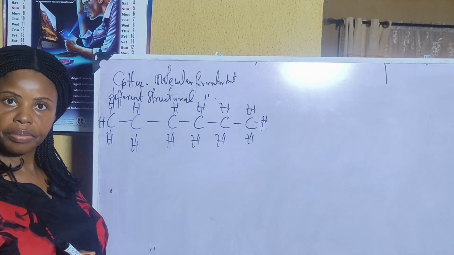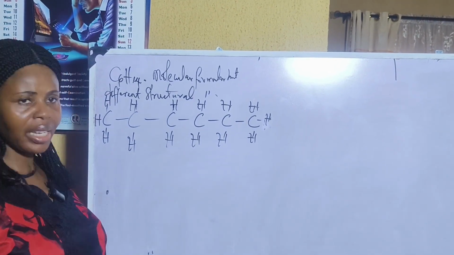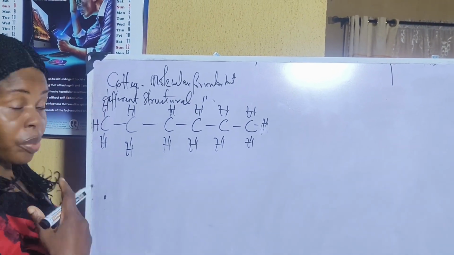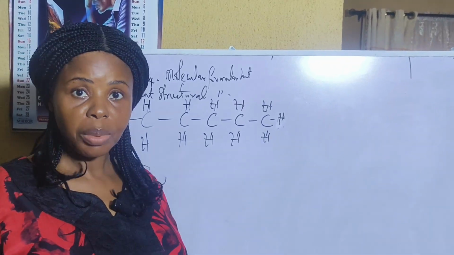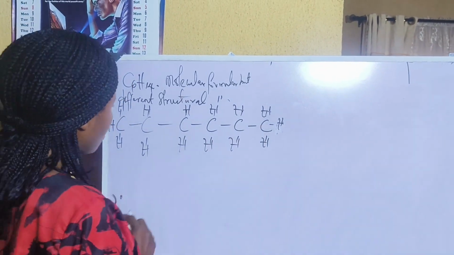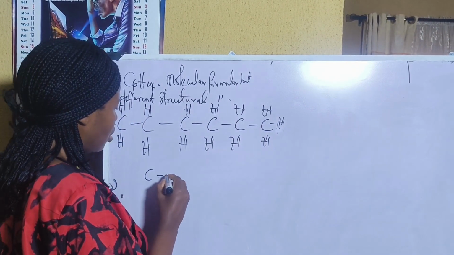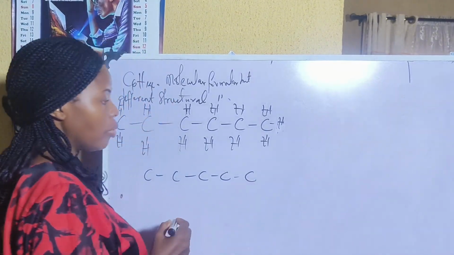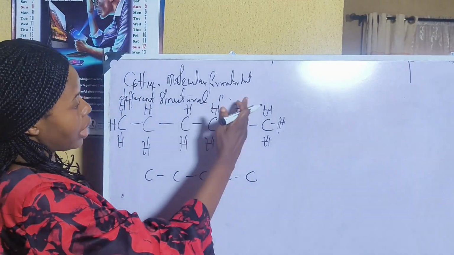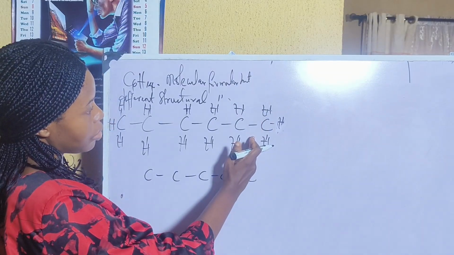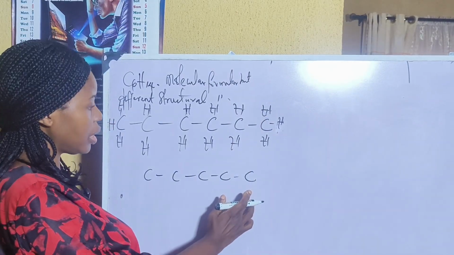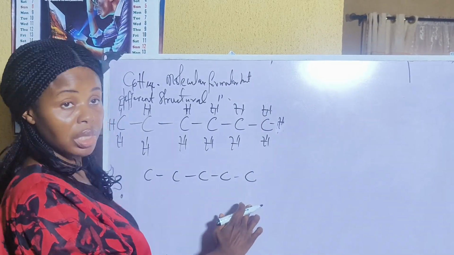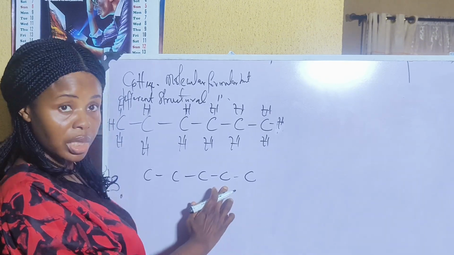This is hexane. How do we get the other isomers of hexane? By reducing the longest carbon chain. Here it is 6, so I will reduce it to 5. 1, 2, 3, 4, 5. That one that I cut off, I will not put it here. If I put it here, my longest carbon chain will still be 6. So I'll place it on the second carbon.